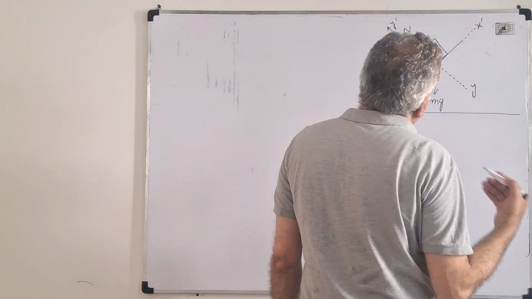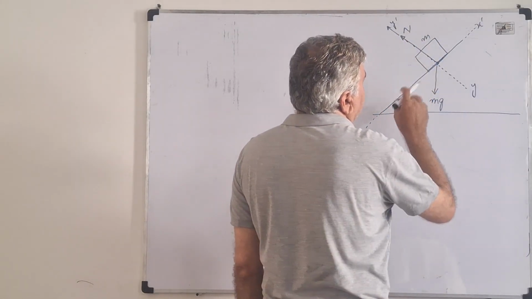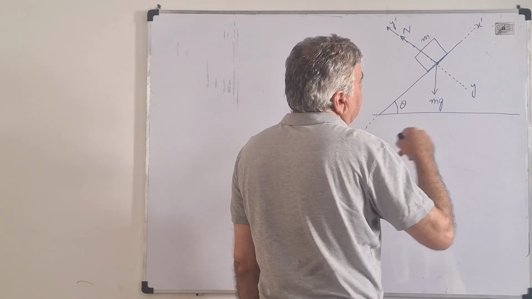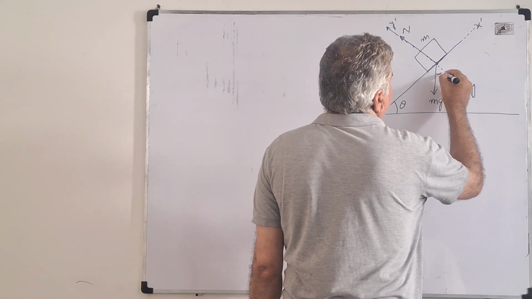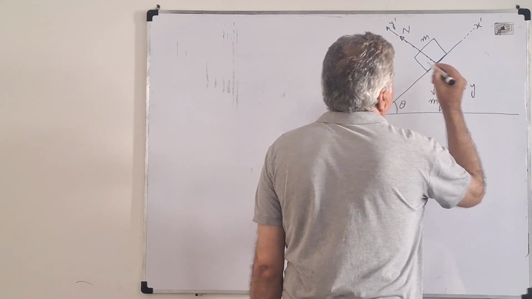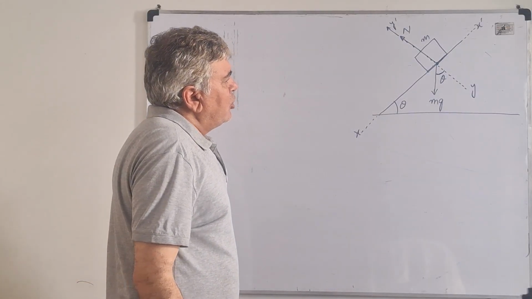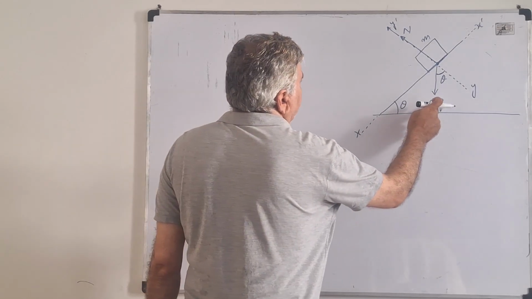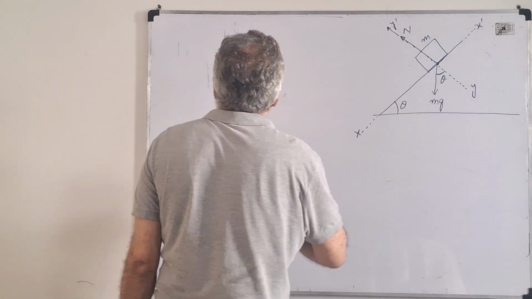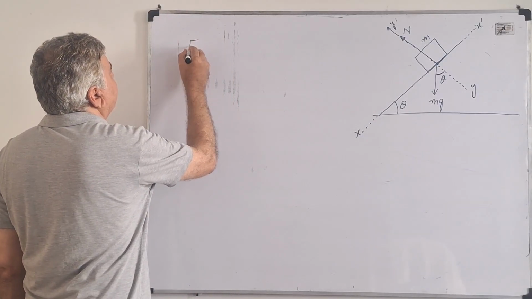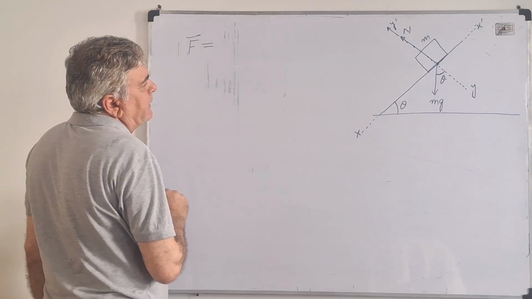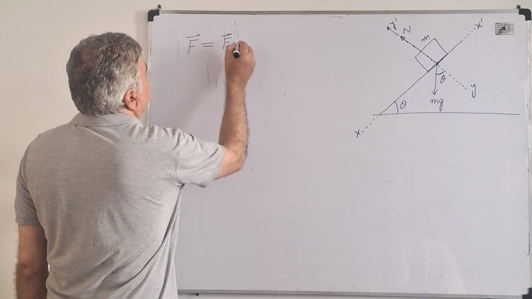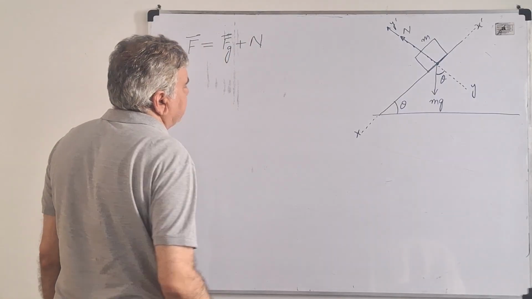Then we learned in our previous video on the inclined plane, and if you don't know, click on the link in the description to this video, that this angle is always equal to theta. So I can write, since there are only two forces, one is weight and the other is normal force, therefore the net force on the block is equal to Fg plus N.